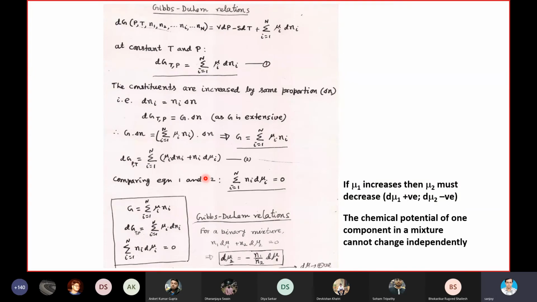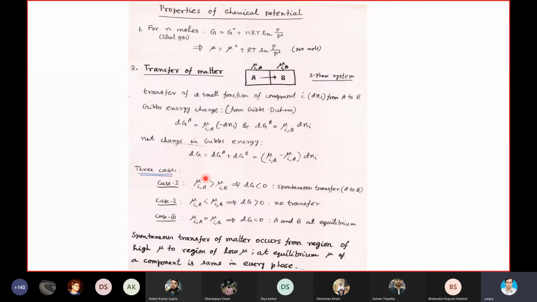Now, after this, we'll see why we have brought in chemical potential now. What is the importance of chemical potential, or its properties? Now, chemical potentials.